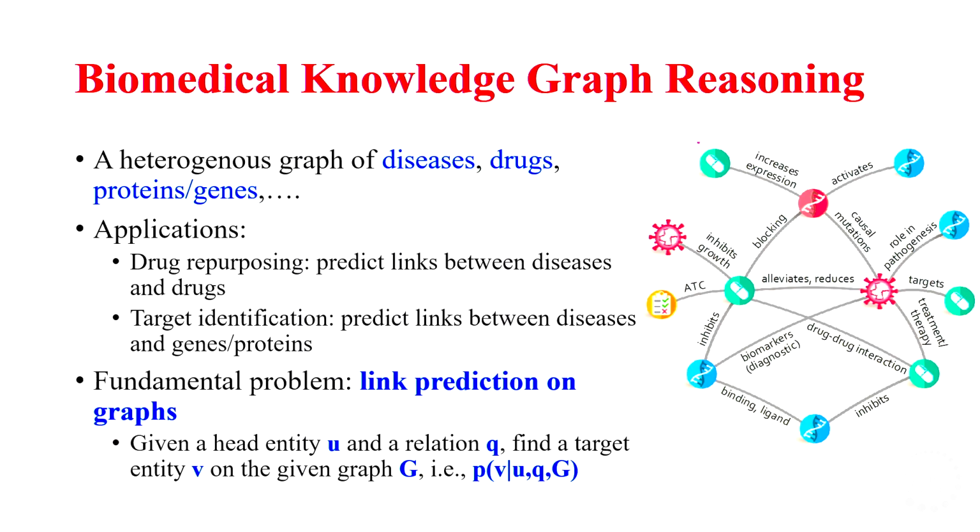This is where we want to predict the links between, for instance, a disease and genes and proteins. So these genes and proteins can then be the target of our drug-like molecule. Now, fundamentally, this is a problem where we have a graph and we want to predict new links in this graph. So mathematically, we formulate this as we have some head entity. This might be the disease. We have a relation Q. This might be, links to a drug or something. And then we want to find a target entity V, given our current knowledge base.